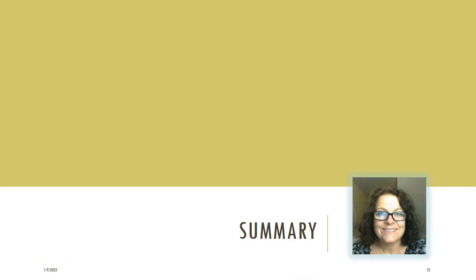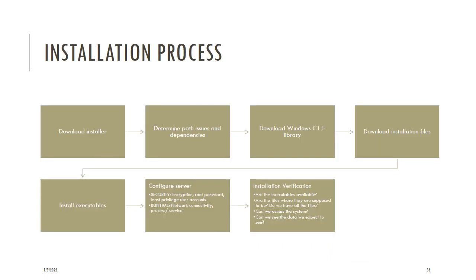Now that wasn't too bad, was it? Let's see what we did. First, we downloaded the installer for the community version from the MySQL website. We opened it and determined the installation dependencies. Then we downloaded the Windows C++ library to resolve the dependency that MySQL wouldn't fix automatically. After that, we downloaded all the installation files and installed the executables. After that, we configured our server with the security settings, including password encryption, root password, and the least privileged user account. And we specified our runtime settings, such as how the server connects to our network and how it should run as a Windows service.